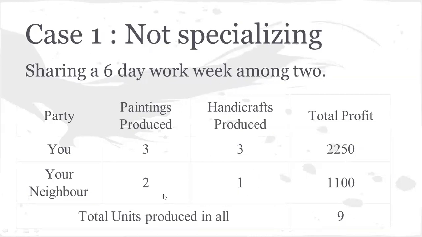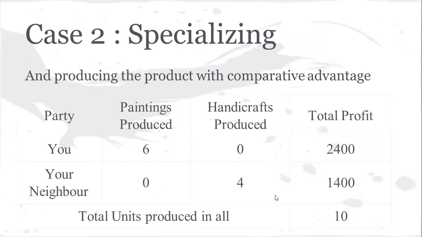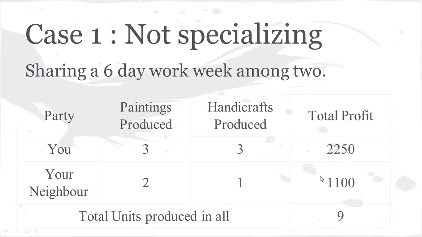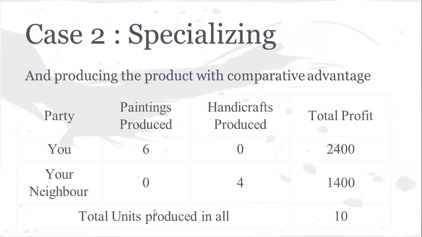Previously for you, the painting was 3. Now you put 100% effort into it, so it will double, so it will get 6. And your neighbor goes 100% to handicraft, so it will go to 4. Now look at the profit scenario. Now your profit goes to 2400, and your neighbor's profit goes to 1400. Previously it was 2250 and 1100. So obviously the profit is getting higher, and more importantly, the total units produced goes to 10.